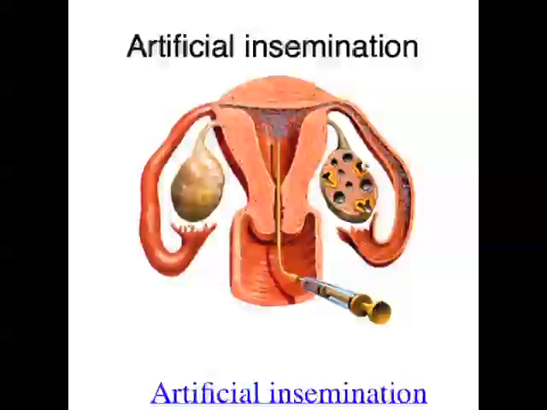Another technology is multiple ovulation embryo transfer, or MOET. In this case, you can basically increase the reproductive potential of a female. So artificial insemination increases the reproductive potential of a male, and MOET increases the reproductive potential of a female.